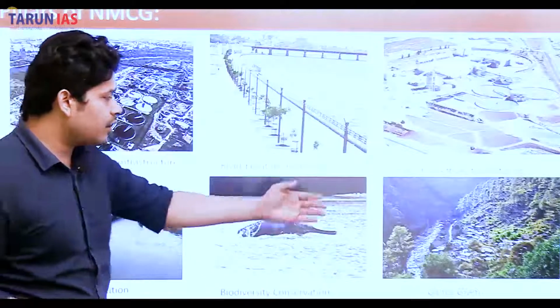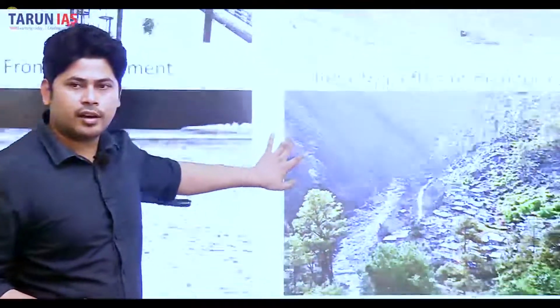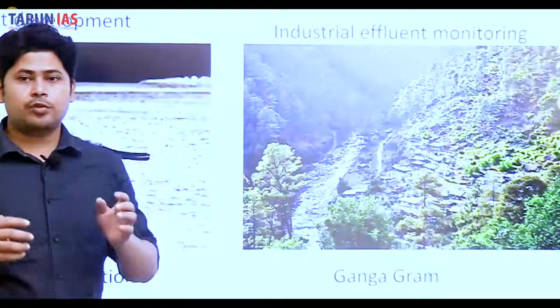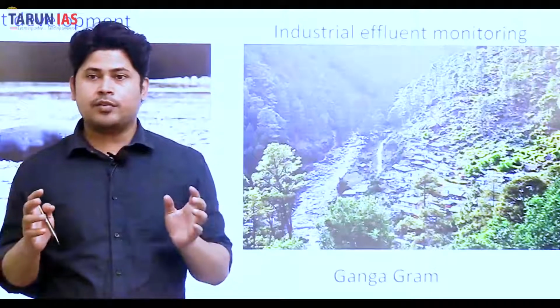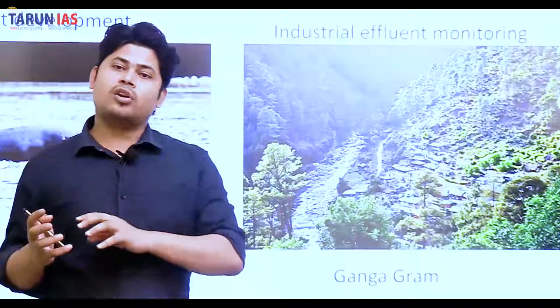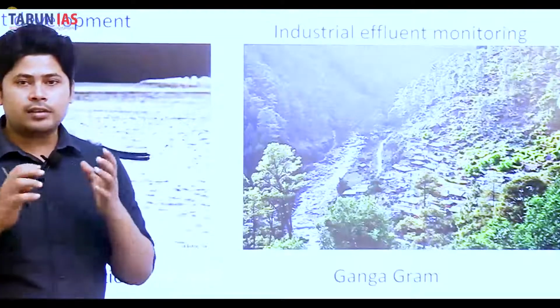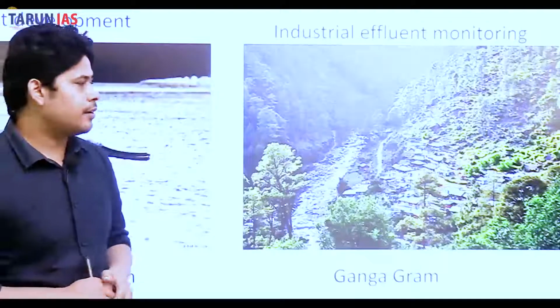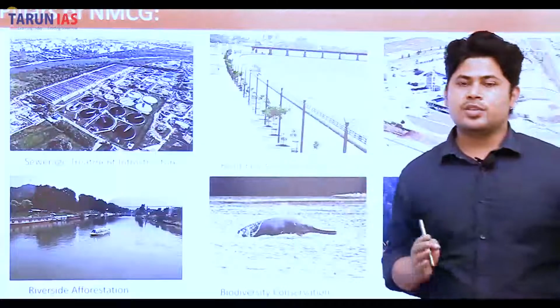And then Ganga grams, all the villages on the banks of river Ganga, they will have to set up specific sewage treatment plants, and open defecation free villages will be made. And all these facilities, so that these villages are not contributing to the pollution of river Ganga, so that Aviral Dhara and Nirmal Dhara can be maintained, right? So these are the 6 pillars of NMCG.